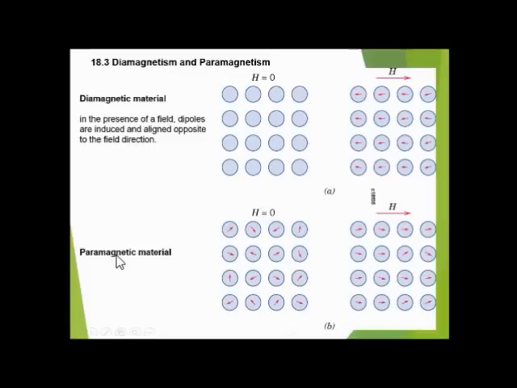Similarly, we have another type, the paramagnetic materials. In this case, the paramagnetic materials have unpaired electrons. In the case of diamagnetic materials, we don't have any unpaired electrons. In the case of paramagnetic materials, we have unpaired electrons, and whenever they are kept in the presence of a field, they align themselves in the same direction as the field. So this is the basic difference between diamagnetic and paramagnetic materials.